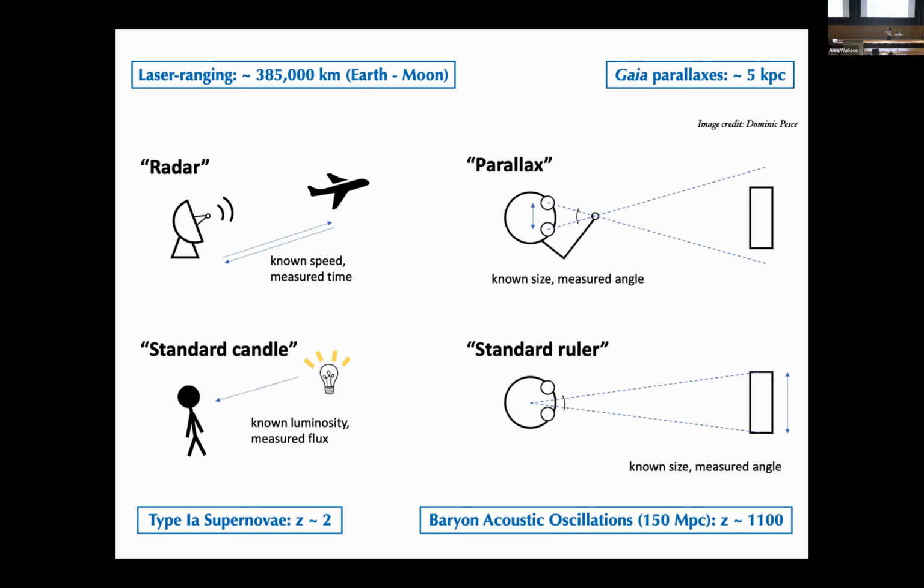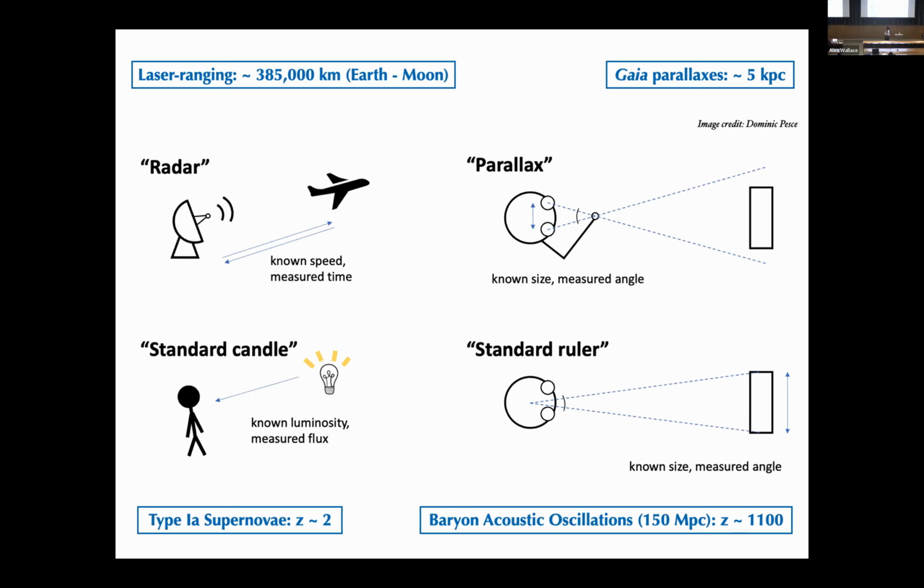And radar, I think the record is the Earth to moon distance, which is like 385,000 kilometers. For parallaxes, you can make an argument that you can go farther, but in general, I would say about 5 kiloparsecs with Gaia. For standard candles, type 1a supernovae are probably the most reliable, out to about redshift of 2, when the universe was about 20% of the age it is now.